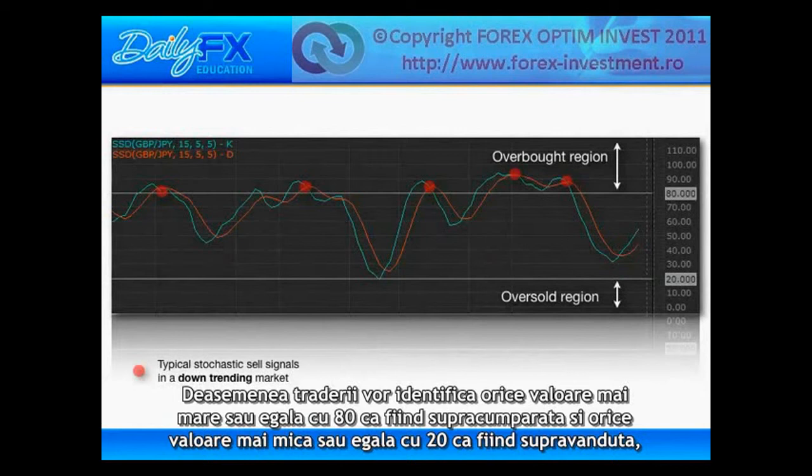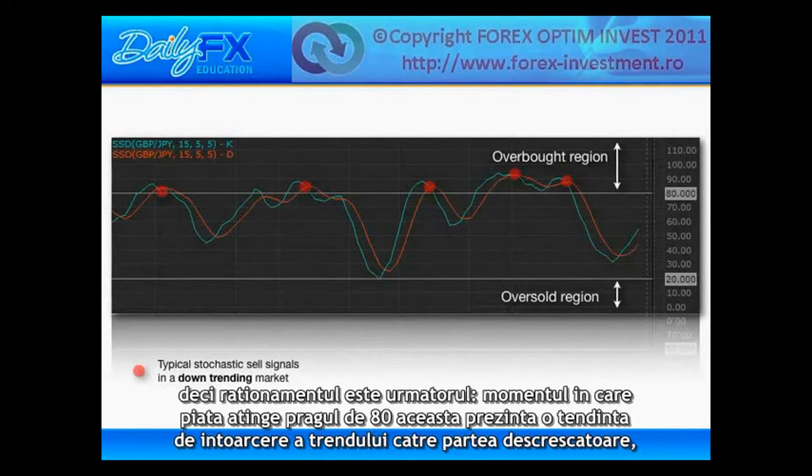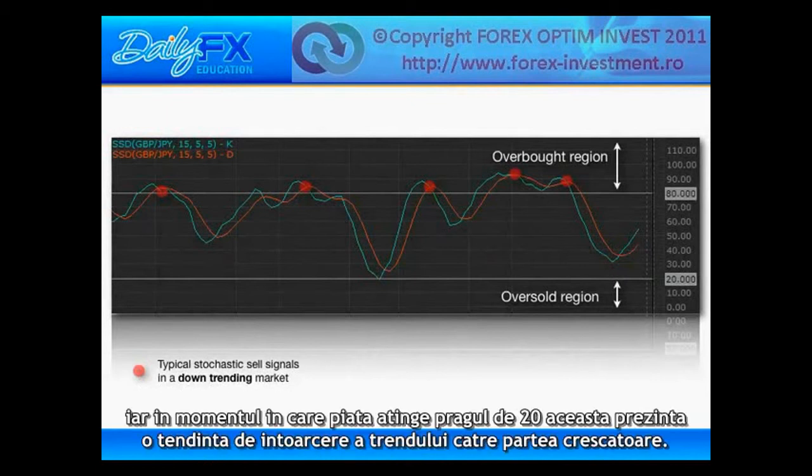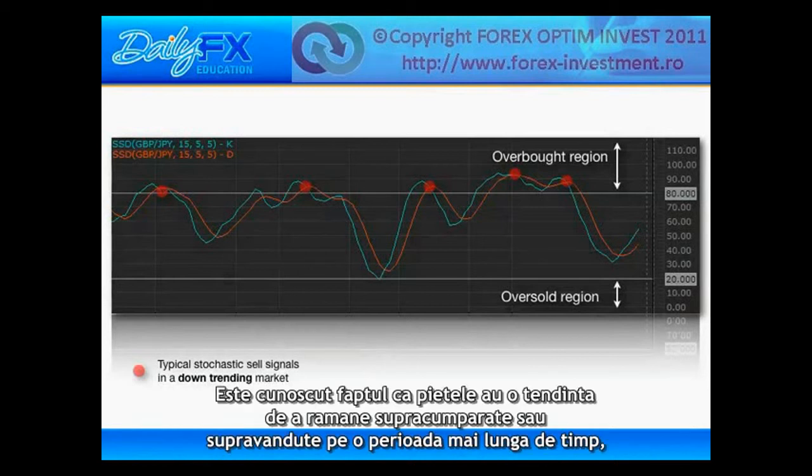Traders will further identify any reading of 80 or higher as overbought, and any reading of 20 or below as oversold. So the thought process is that when the market moves to 80 or above, the market is likely to reverse to the downside. And when the market moves down to 20 or below, the market is likely to reverse to the upside. But markets are known to stay overbought or oversold for long periods of time.